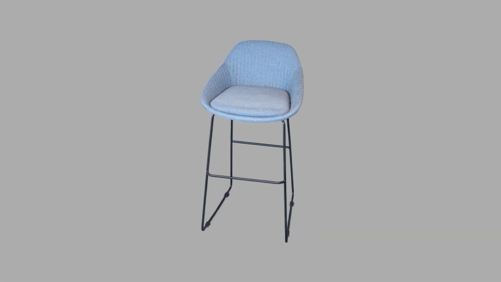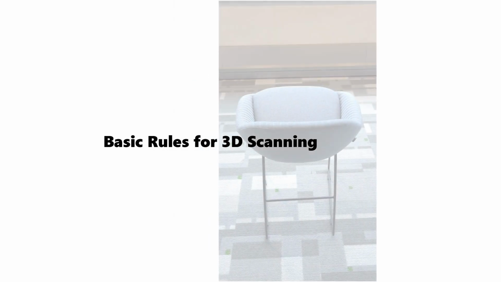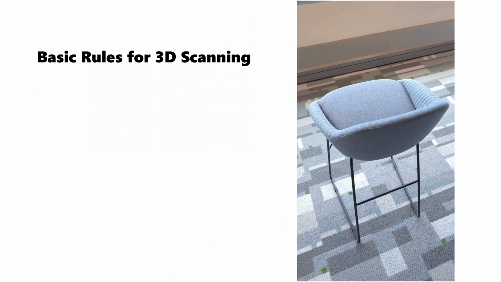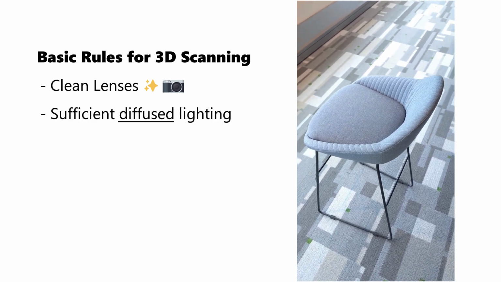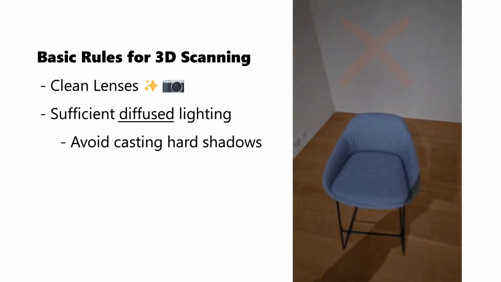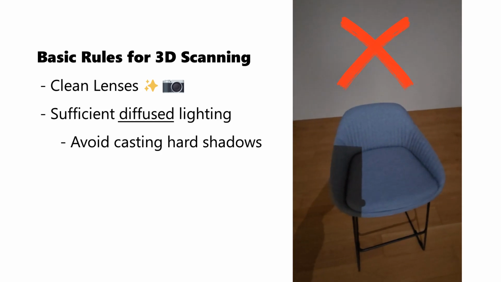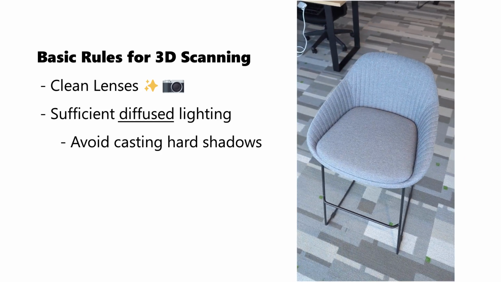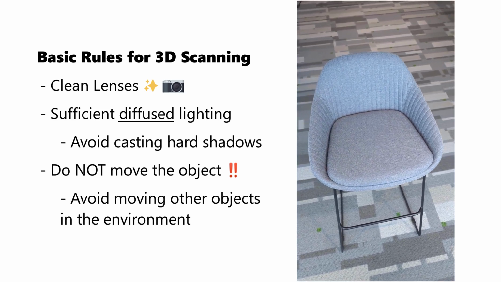Today, we will use this office bar stool as a scanning example. We'll first talk about the basic rules for 3D scanning. No matter if you're taking photos or videos for the 3D scan, make sure your lenses are clean and there's sufficient diffuse lighting. This avoids casting hard shadows on your object, which will diminish the quality of your 3D scan. Most importantly, do not move your object and avoid moving objects in the background.